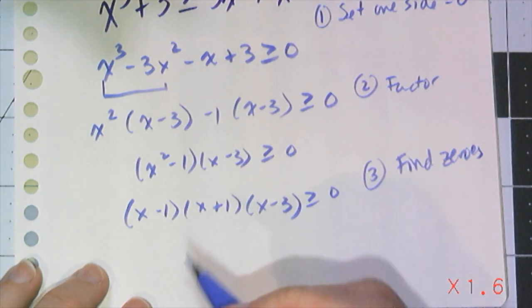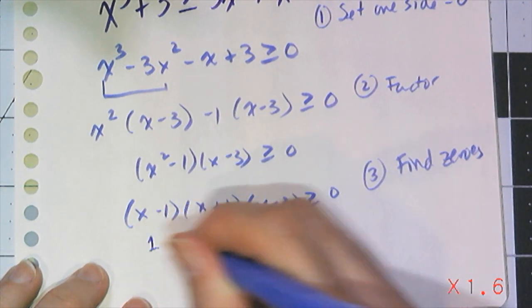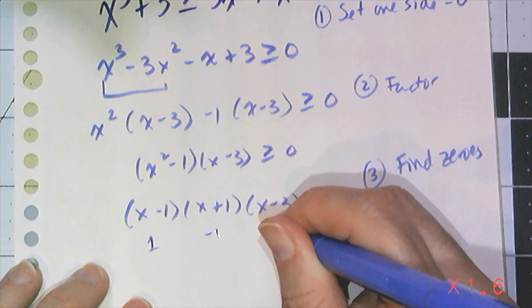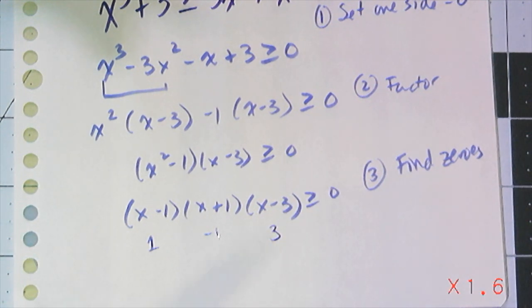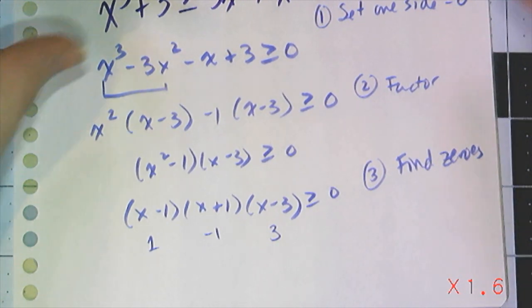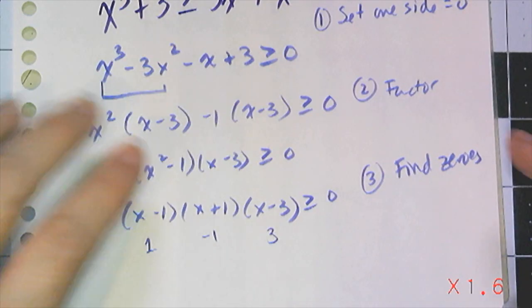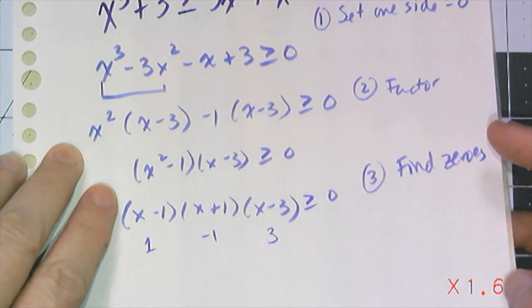And so the 0 here is 1, this is negative 1, and this is 3. And the reason why I need to do that is because I want to know something. I don't want to know the zeros necessarily. I want to know what's happening in between them, in those intervals. Because I'm not solving an equation, I'm solving an inequality.